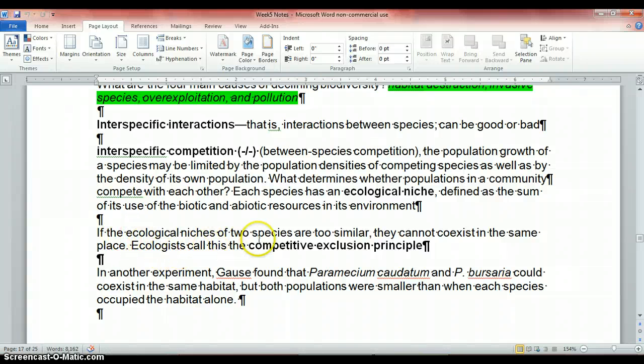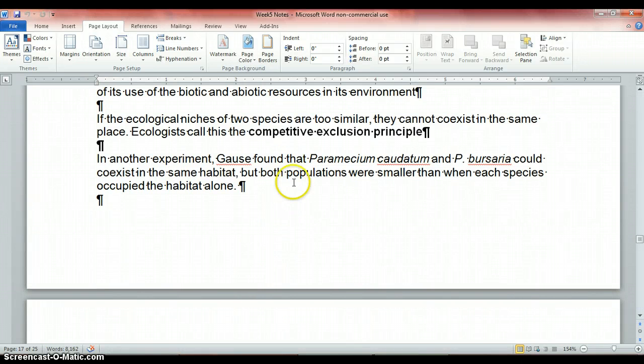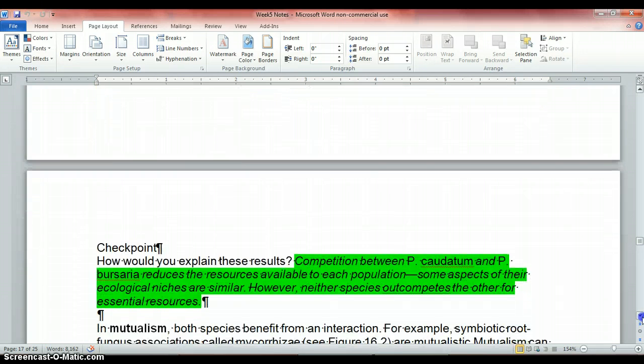If the ecological niches of two species are too similar, they cannot coexist in the same place. Ecologists call this the competitive exclusion principle. That's what happens with a lot of invasive species. They have the same role and they'll outcompete, and the other thing will die off. In another experiment, Gause found that Paramecium caudatum and Paramecium bursaria could coexist in the same habitat, but both populations were smaller than when the species occupied the habitat alone. So it might be possible, but you shrink both populations. Depends on who's superior or if they're about the same.